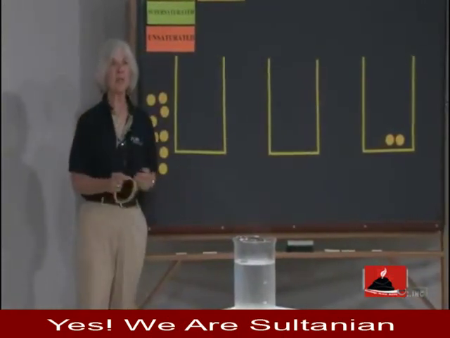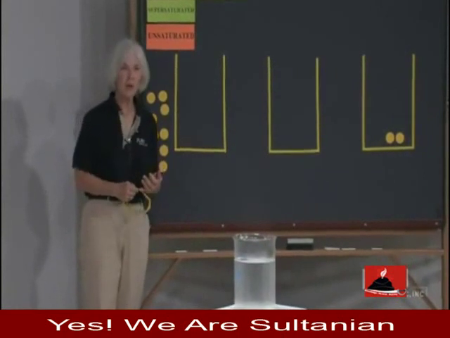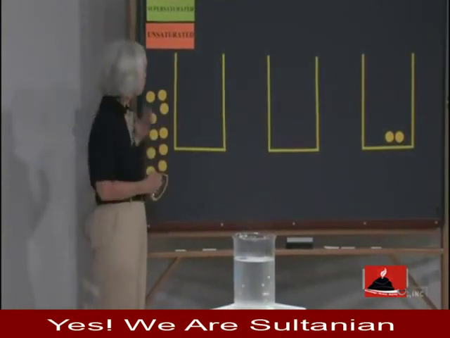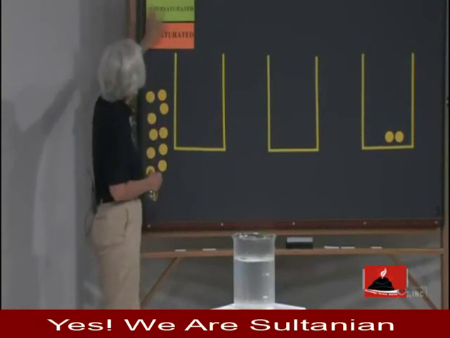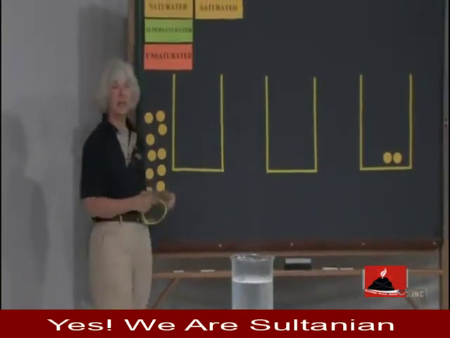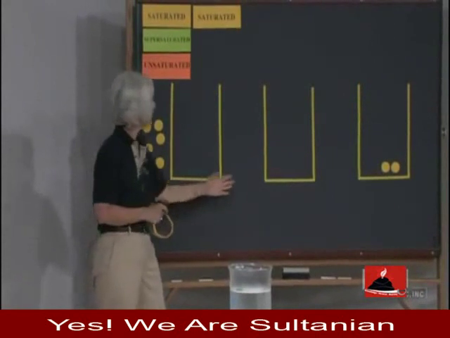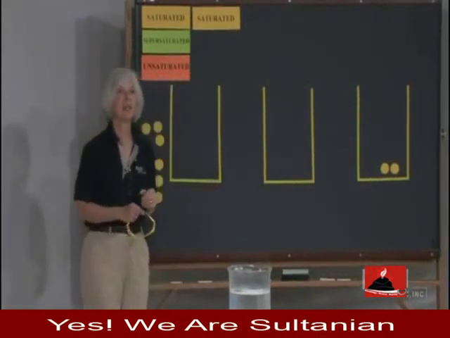So what I would do with my students would be to ask for a volunteer to come up and have them label these 3 beakers. In other words, to take our saturated, supersaturated, and unsaturated labels and place them underneath the appropriate beaker.